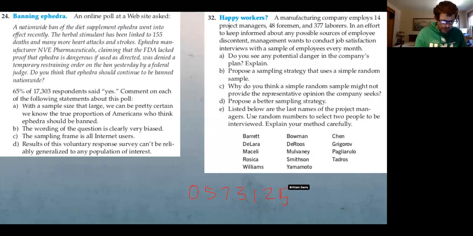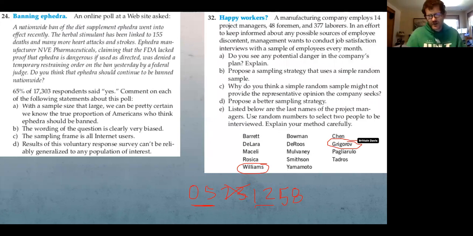Okay, I'm just doing this randomly. So let's say that we only select someone if the 2 numbers are one of our 14. So maybe 05, oh, we're gonna pick Williams, if that's my number 5. 73, there is no 73. 12, okay, so 12, that's gonna be Grigorov. And then there's our 2, but then if we kept going, oh, there's no 58. So we just skip every number that's not in our survey, and we go until we find 2 people with the random numbers. So that's maybe how we could approach this.